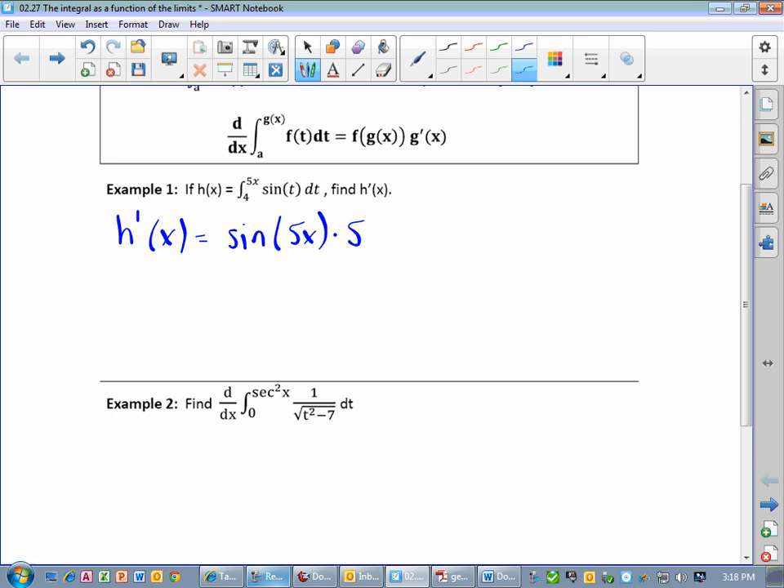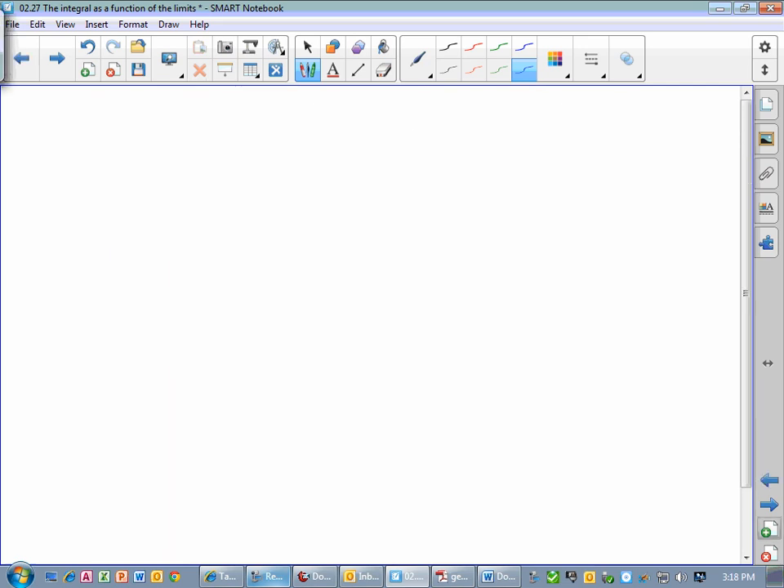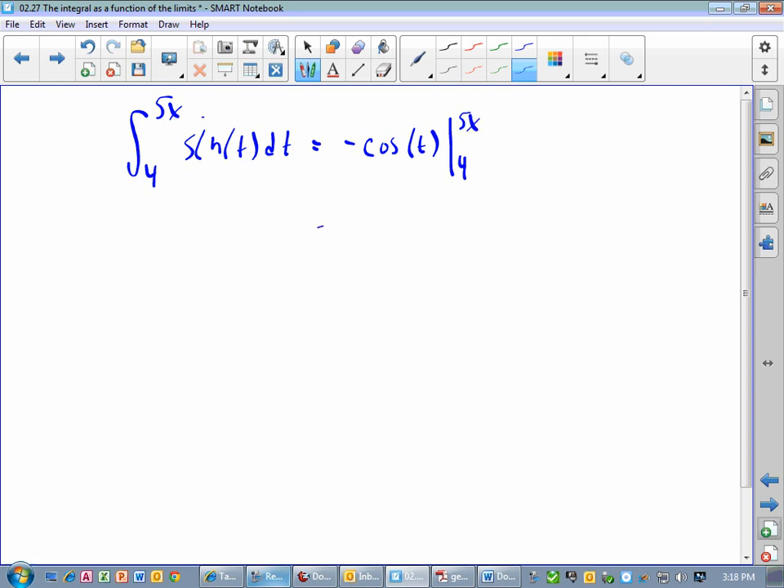So why does this work this way? Well, let's say I've got the integral from 4 to 5x of sine of t dt. Let's just integrate this using the fundamental theorem. The integral of sine of t is negative cosine of t, from 4 to 5x. The fundamental theorem of calculus says we plug in, and we get negative cosine of 5x minus negative cosine of 4.